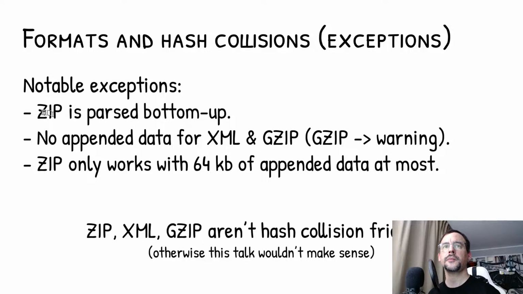The problem is that zip is parsed bottom-up. So if you have some data after the zip, it could be a problem. Now, XML and JZip don't like appended data. XML doesn't like appended data at all, and JZip will throw a warning. And zip will only work with 64 kilobytes of appended data at most, which means if the zip and the other file have a very big size difference, then with the collision block and the padding, if the prefix is the zip and then there is the padding and a collision block and the other file is much bigger, then the zip with the appended data will not work anymore. So basically, zip, XML and JZip aren't hash collision friendly, even for standard hash collision, not even just reusable.